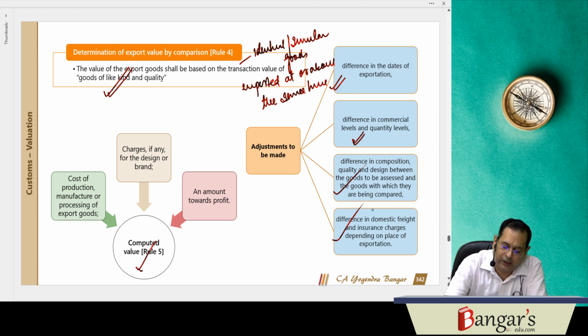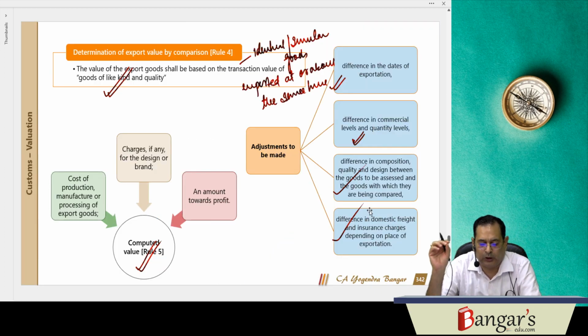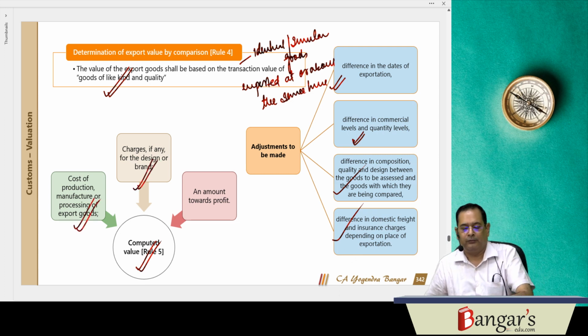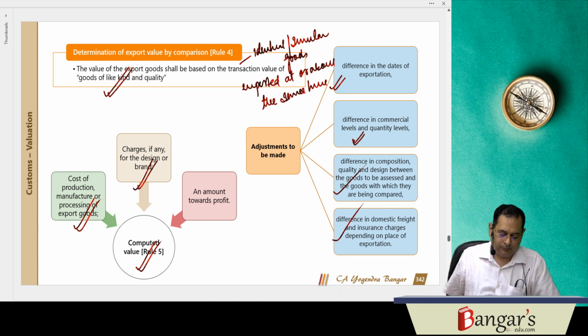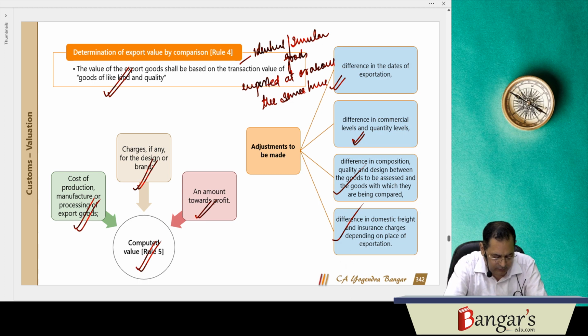Then Rule 5 is computed value. As you are aware, this is the cost of production that is to be taken. That is the cost of production, manufacture and processing of export goods, charges for design or brand, and an amount for the profit that will be added to determine the value. So basically this is the valuation mechanism.